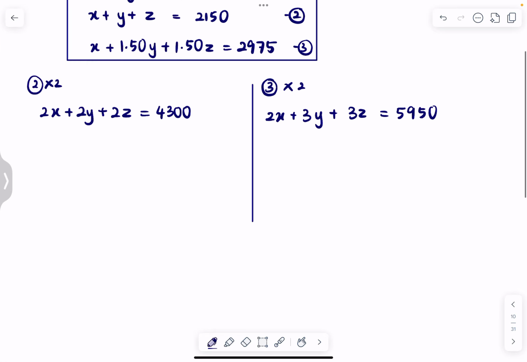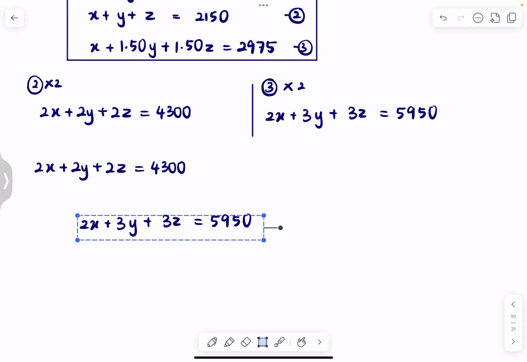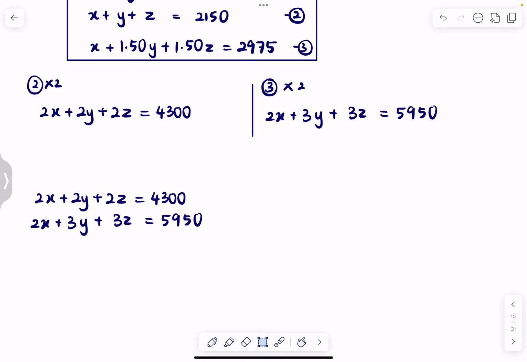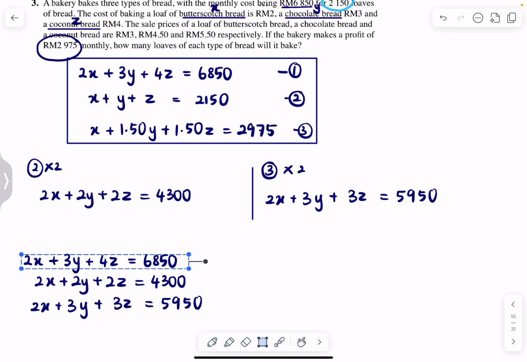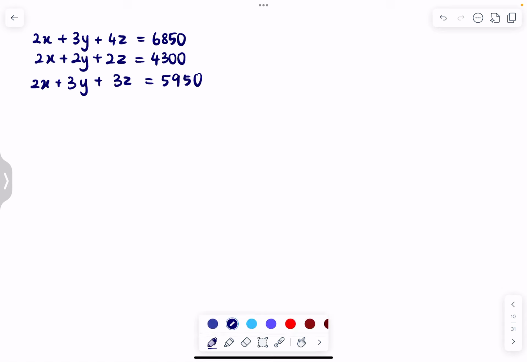Alright, so now we have all the equations with 2x. So we can write it like this. This is equation 1, equation 2 and equation 3. And then our equation 1 is this. Okay. Done. So now we have 3 equations, all also got 2x, 2x, 2x. So let's call this equation 4, 5, and 6.